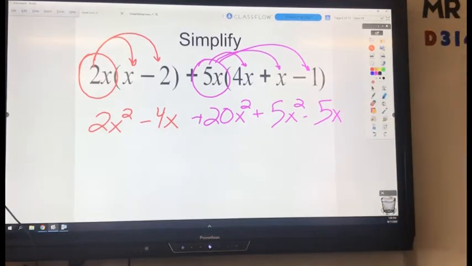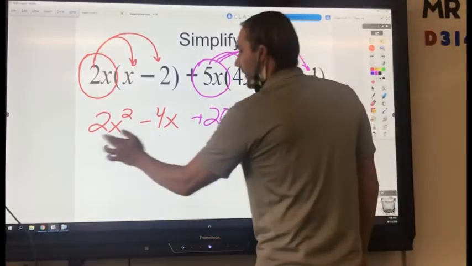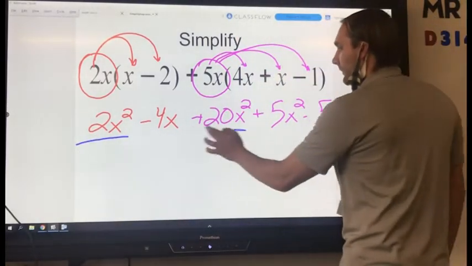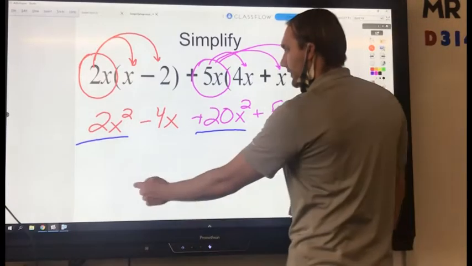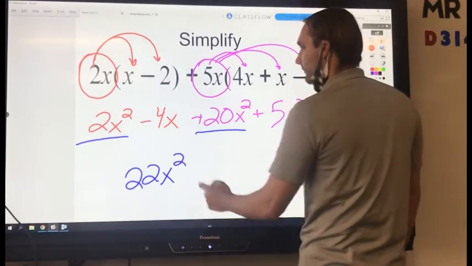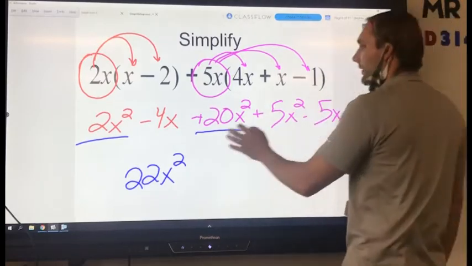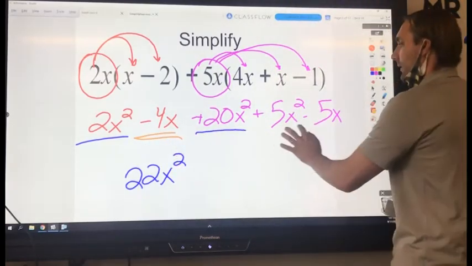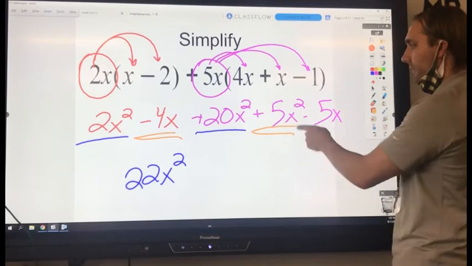Am I done? No. What's next? Combine like terms. So do I have another x squared? Yeah, I've got 2 of them. I've got 20x squared, which gives me 22x squared. Do I have another x squared? Yeah, plus x squared. Oh wait, I missed one.